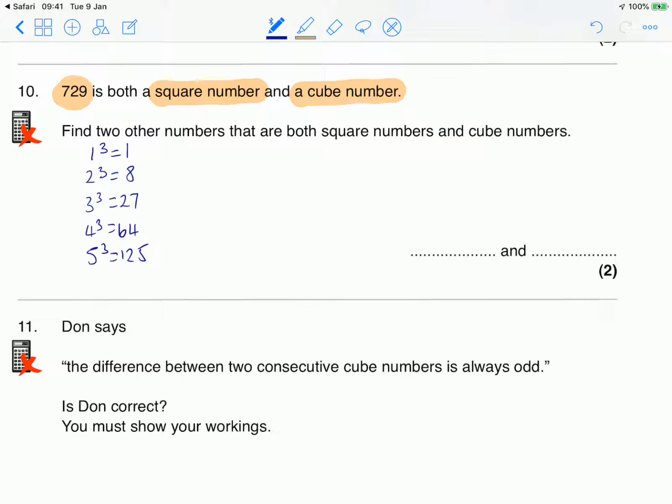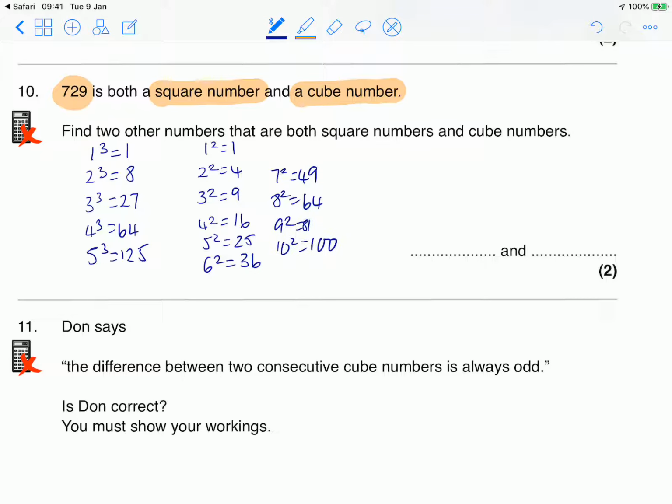But now if I put next to that 1 squared, 2 squared, 3 squared, 4 squared, 5 squared, 6 squared, 7 squared, 8 squared, 9 squared, and 10 squared. You should know all of these. And I can see that 1 is a square number and a cube number. And I can also see that 64 is a square number and a cube number because it's in both lists.